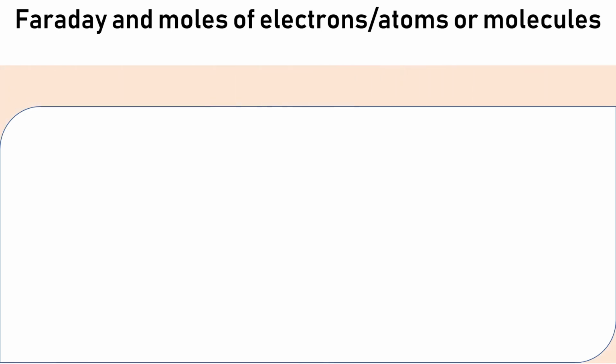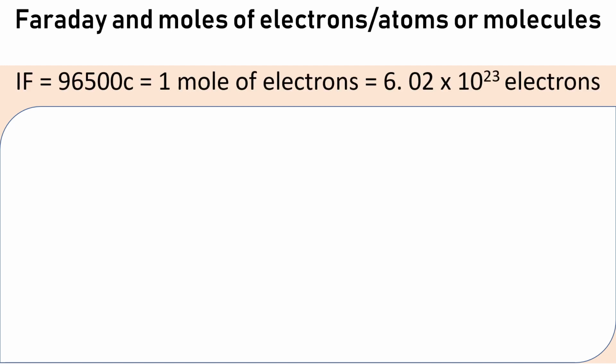This is very important for everybody to know. We are looking at the relationship between Faraday and number of moles. 1 Faraday is equal to 96,500 coulombs, and that is equal to 1 mole of electron, and that is also equal to 6.02 × 10^23 electrons.